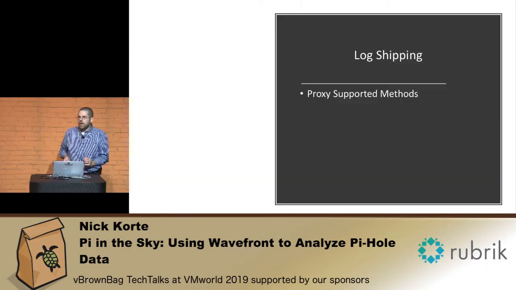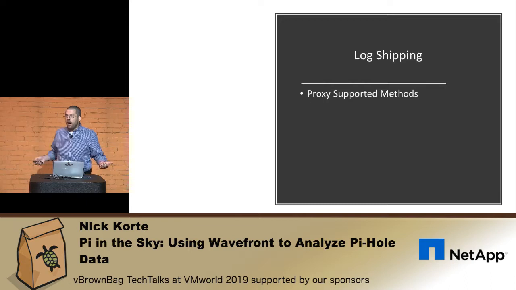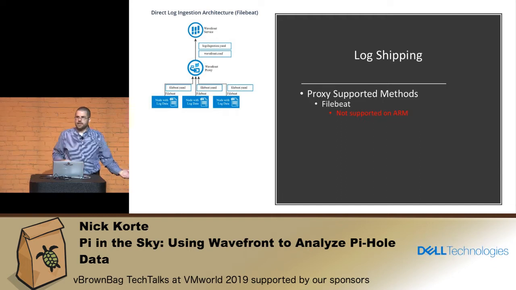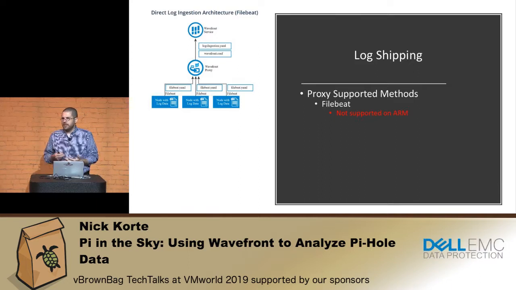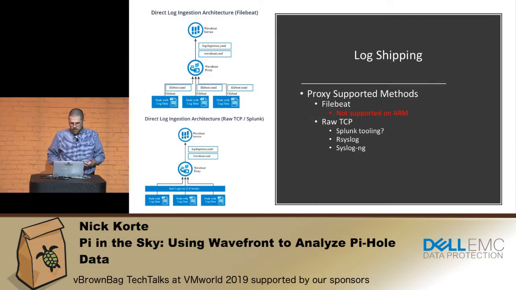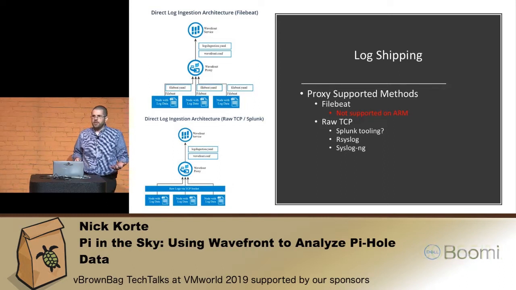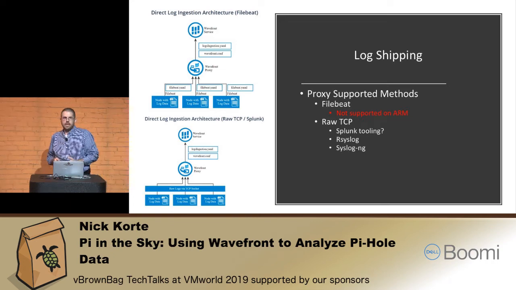Well, I needed to ship the logs, and I didn't know how to do that because I don't do a lot of Linux work. So there are a couple different supported methods to ship my logs to Wavefront. I can use FileBeat, that's a popular log shipper, but you know what? Nobody developed it for ARM, so people had custom compiled it. I didn't want to go there. But you can also send your raw TCP logs. Okay, cool. I could use this free tool from Splunk, but you have to sign up for it. Rsyslog actually comes with Raspbian, but after reading through the Linux man pages like a nerd, syslog-ng seemed like the way to go.